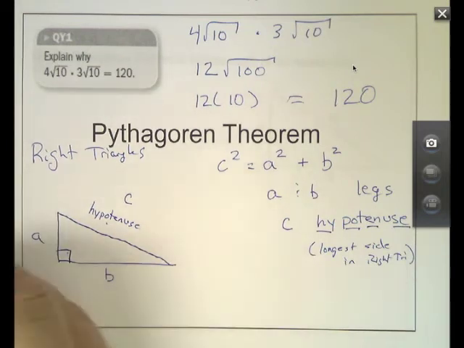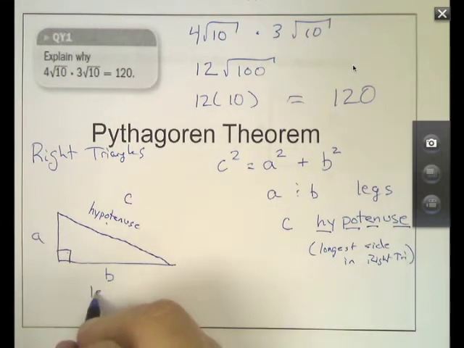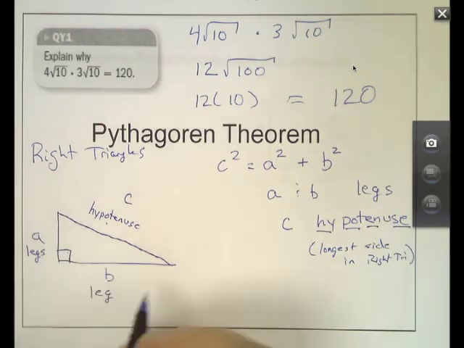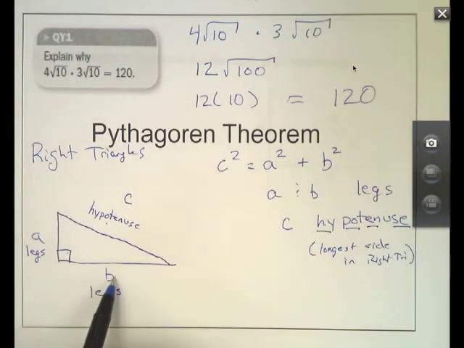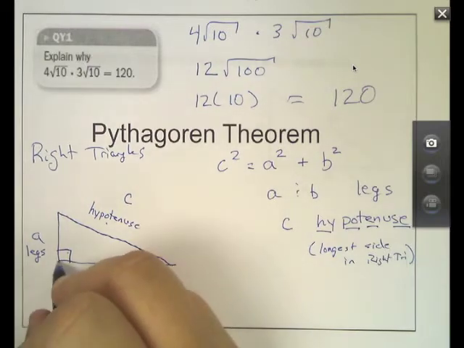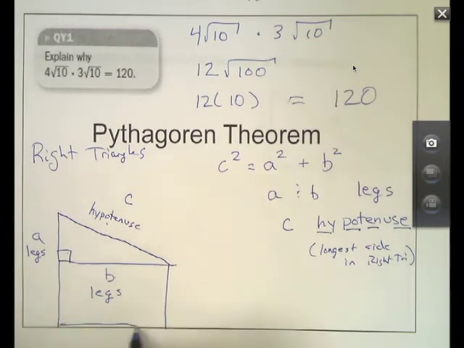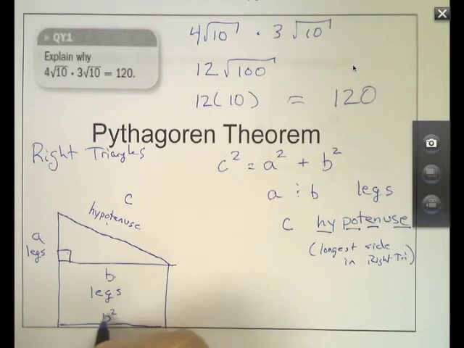Now, we know this is C. Okay? We can call this B. We can call this A. It doesn't matter which you call the legs. You can't mess those up. B is a leg, A is a leg. You can interchange those.